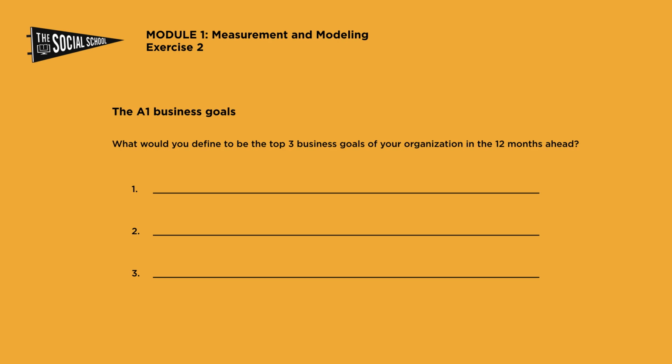Second exercise here that you can take a crack at while you're doing number one, the business goals. What would you define to be the top 3 business goals of your organization in the 12 months ahead? Maybe it's 6 months, maybe it's 2 years, whatever works for you. But this is where it's pretty important to stop and think and find the information if you don't have it. If you don't have access to this information, we're not talking marketing goals here. We're talking business goals. We're talking about positioning you as the most valuable linchpin in your organization, big or small.